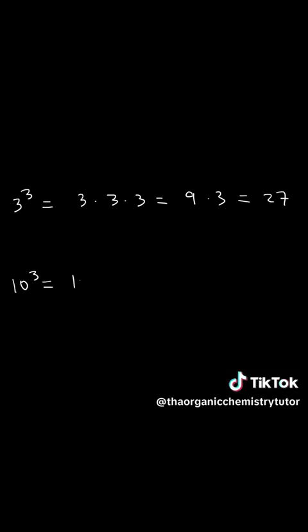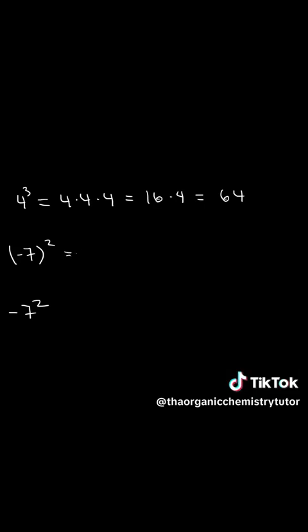10 to the third power is 10 times 10 times 10. 10 times 10 is 100, and 100 times 10 is 1,000. So that's a quick and simple way to evaluate expressions using exponents.